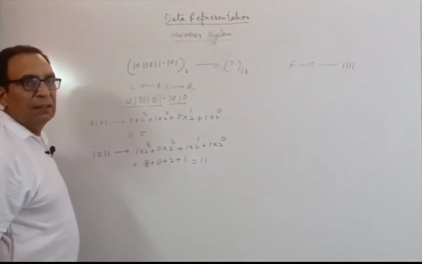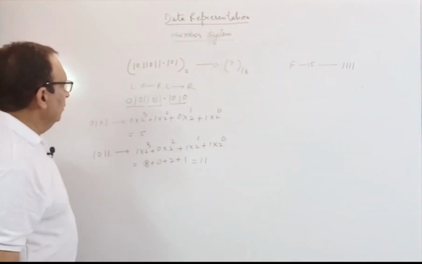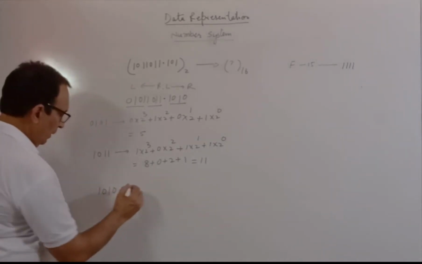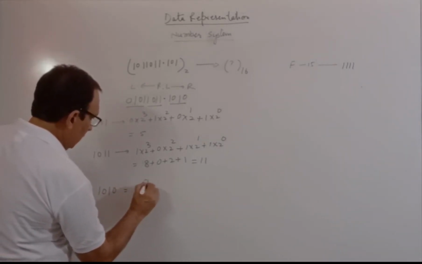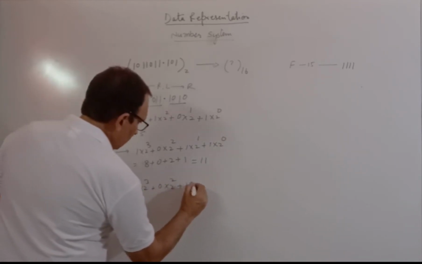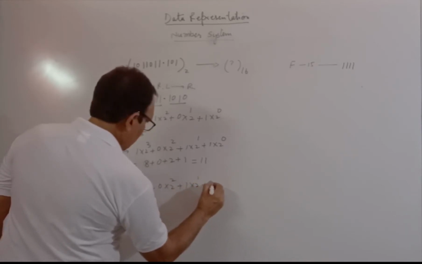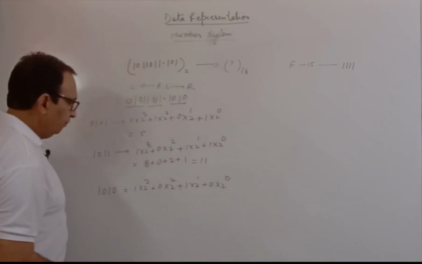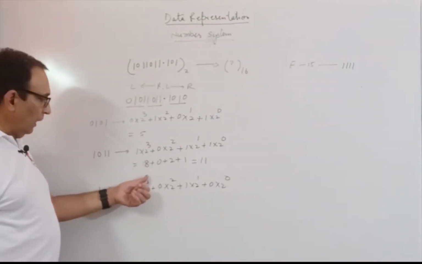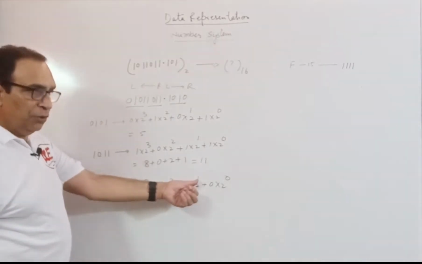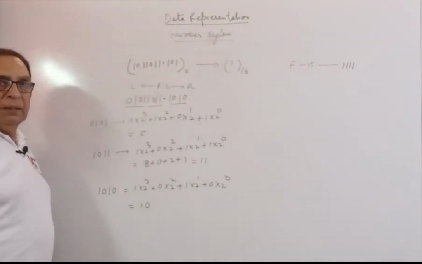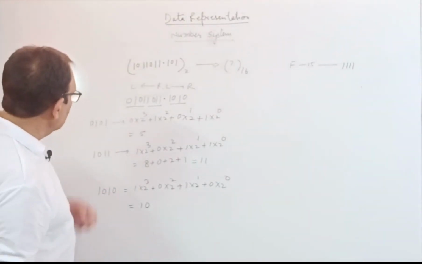Let us see the part after the decimal point: 1, 0, 1, 0. 1 into 2 raised to the power 3, 0 into 2 raised to the power 2, 1 into 2 raised to the power 1, and 0 into 2 raised to the power 0. Now you see, this is 2 raised to the power 3, 8, and this is 2 raised to the power 1, 2. 8 and 2, how much is it? 10. Write these numbers.